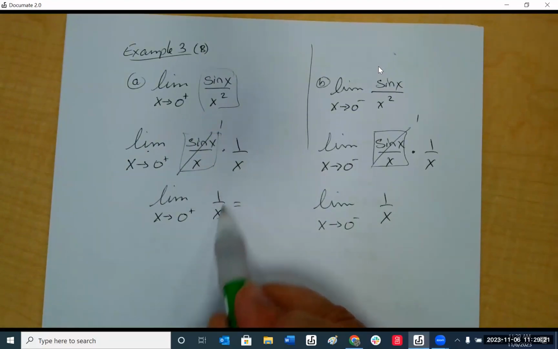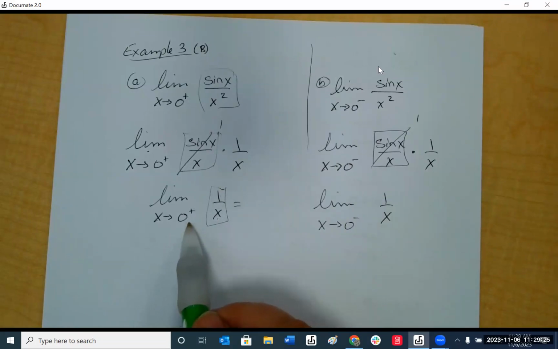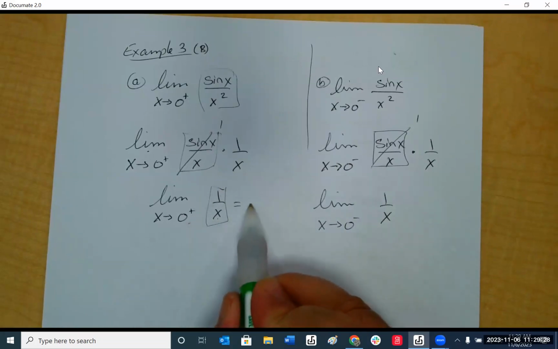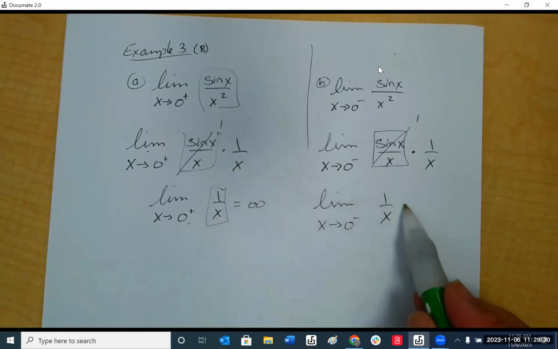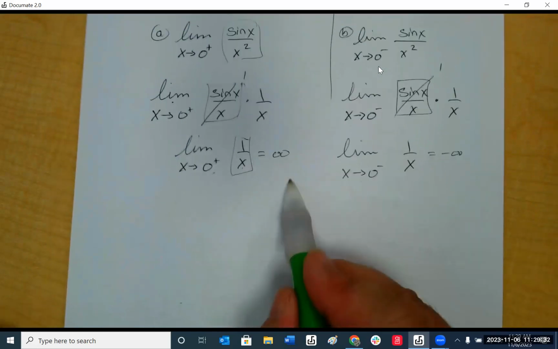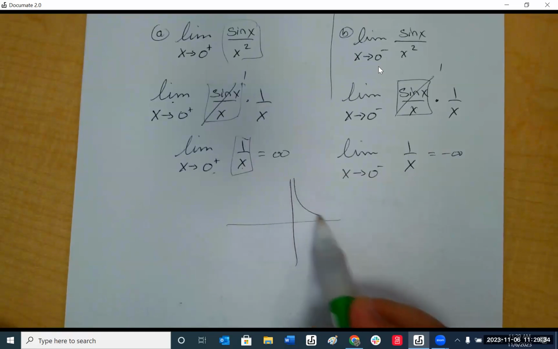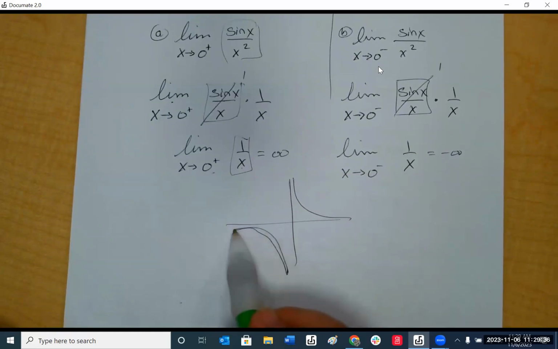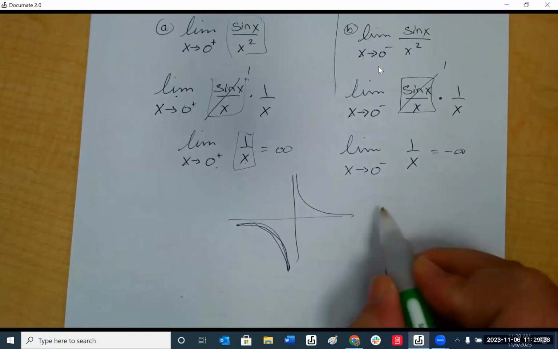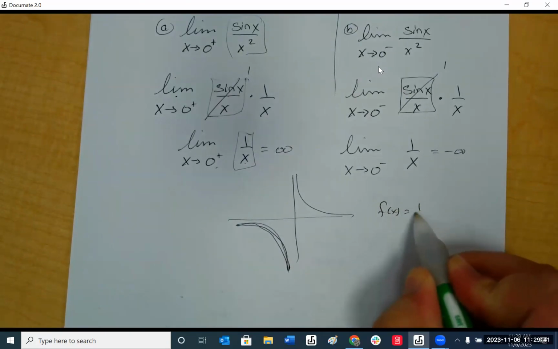As this function here, if we get close to 0 from the positive side, it goes to infinity. And this one goes to negative infinity from the left side. This graph looks like this. This is the function 1 over x.